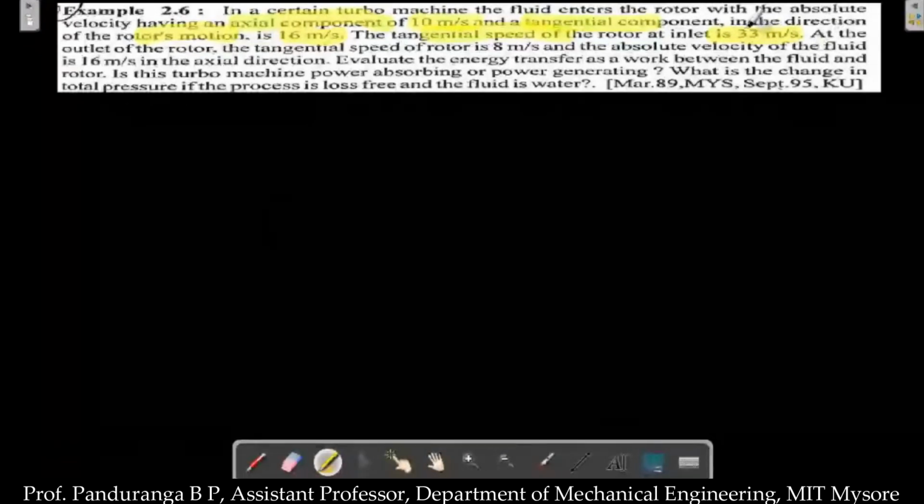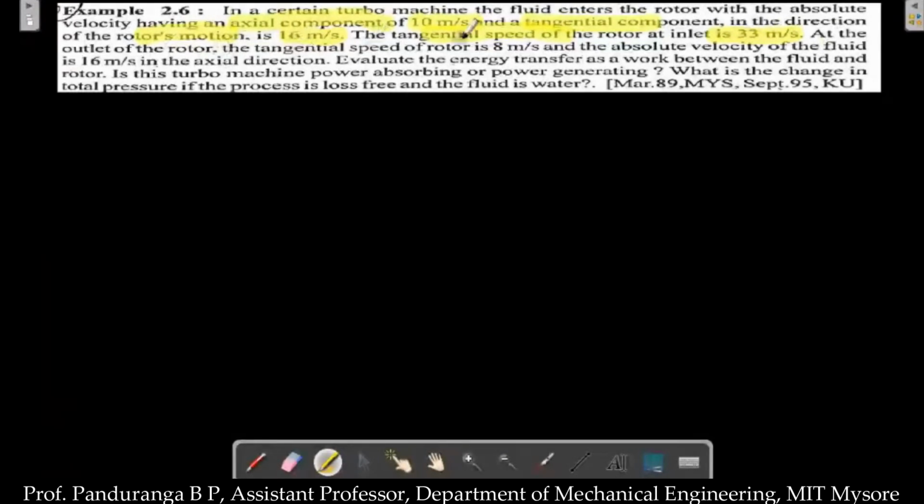At the outlet of the rotor, the tangential speed of the rotor is 8 meter per second. Again, he has given the tangential speed at the exit of the rotor. The absolute velocity of the fluid is 16 meter per second in the axial direction. So at the outlet, the absolute velocity of the fluid is 16 meter per second and that is axial direction. Evaluate the energy transfer as a work between the fluid and the rotor.